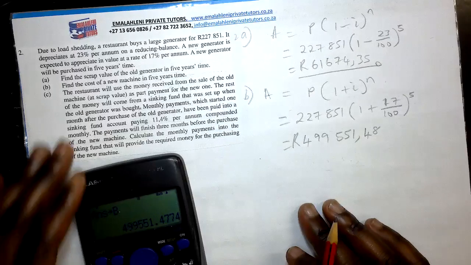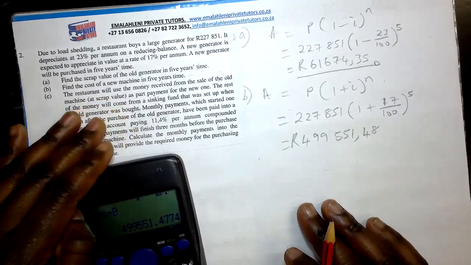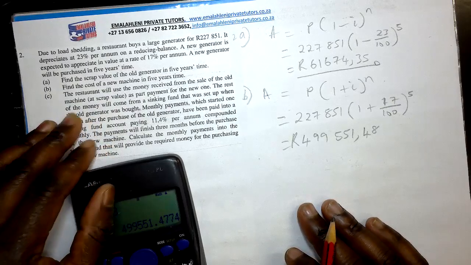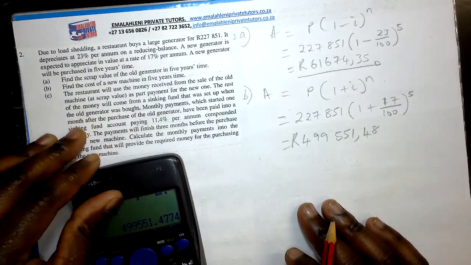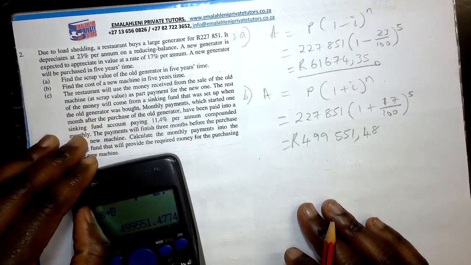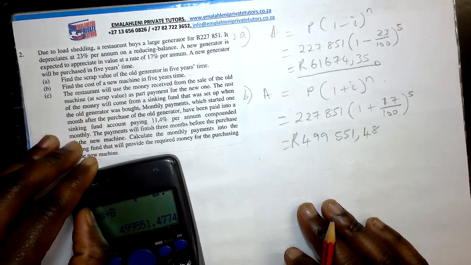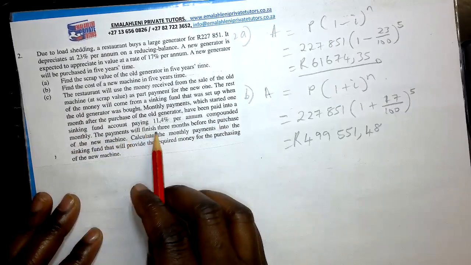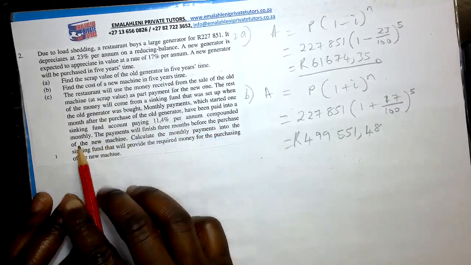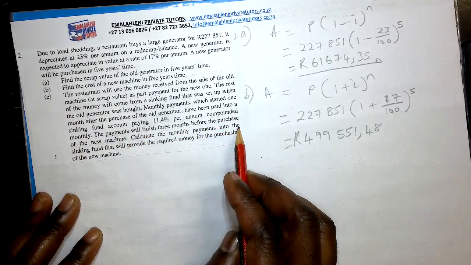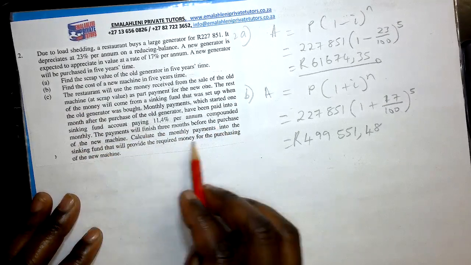The restaurant will use the money received from the sale of the old machine, the scrap value, as part of the payment. The rest of the money will come from the sinking fund that was set up when the old generator was bought. Monthly payments, which started 1 month after the purchase of the old generator, have been paid into the sinking fund account, paying 11% per annum, compounded monthly. The payment will finish 3 months before the purchase of the new machine. Calculate the monthly payments into the sinking fund that will provide the required money for purchasing the new machine.